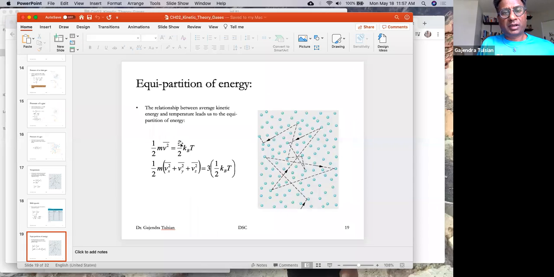And so again, here's the equipartition of energy. Here's the kinetic energy per molecule. And V squared can be written as Vx squared plus Vy squared plus Vz squared. And this is the average kinetic energy in the x direction, the y direction, and the z direction. Since there is no preferred direction, each direction will contribute 1/2 kT. The kinetic energy along each degree of freedom or each direction is 1/2 kT.